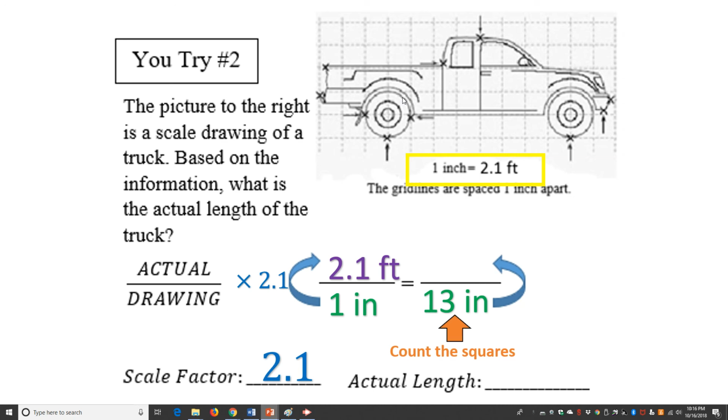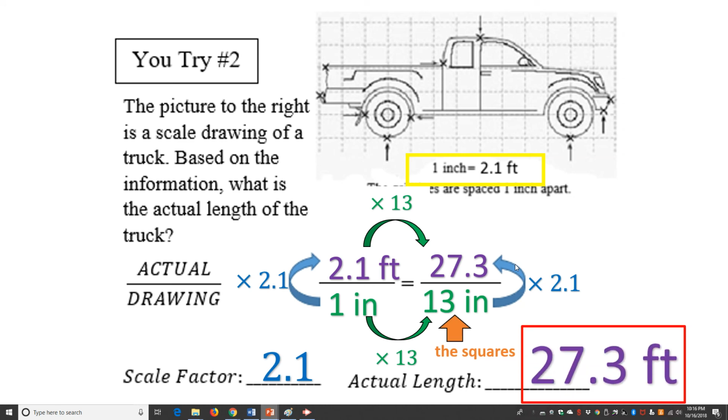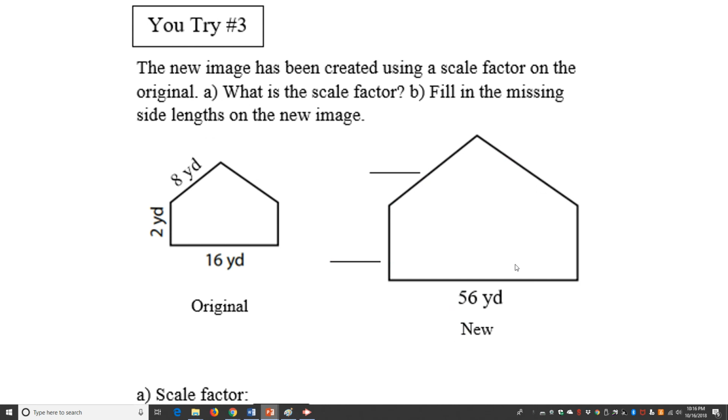Now to find the actual, we're going to take 13 inches and multiply by 2.1, or you could take 2.1 and multiply by 13, because going from here to here, it's times 13. Regardless of which method, because they're going to be the same multiplication, you're going to get 27.3, and it is feet. 27.3 feet.